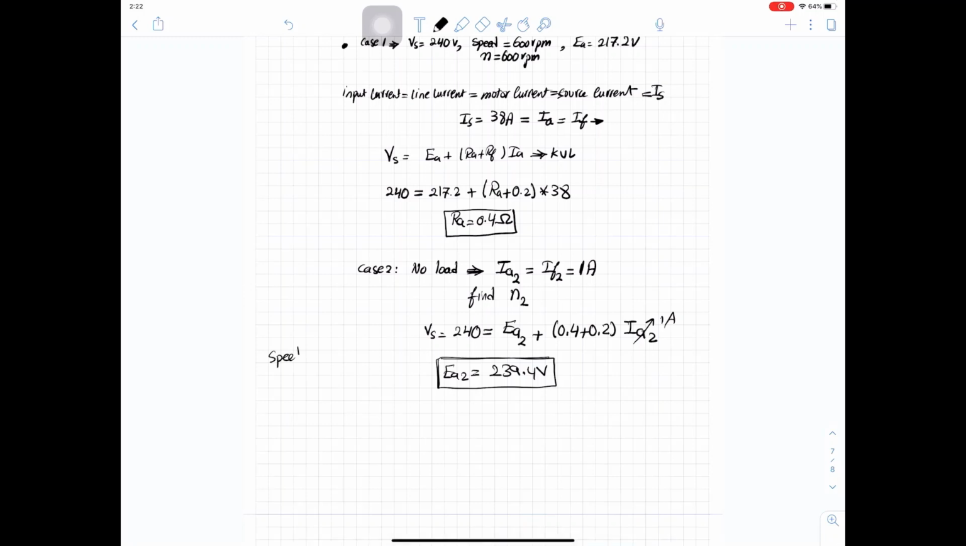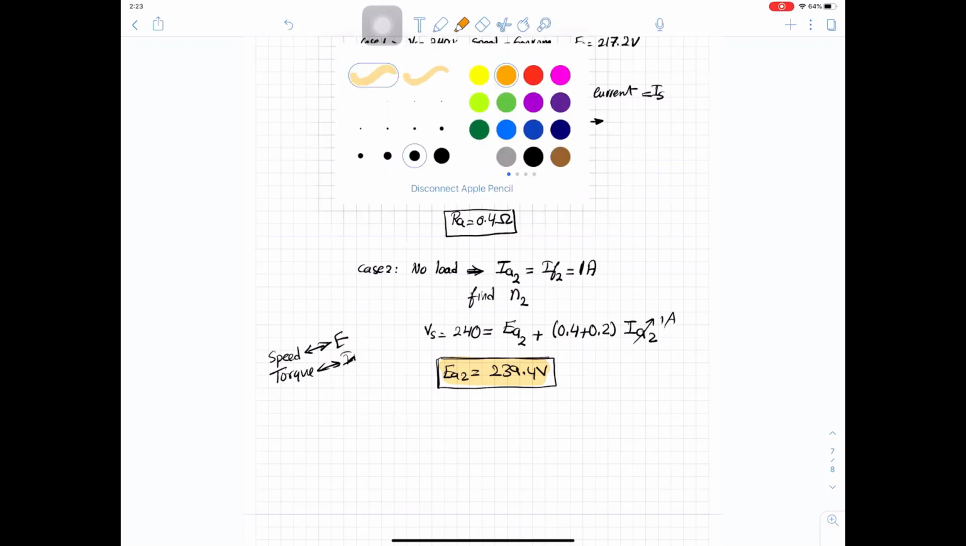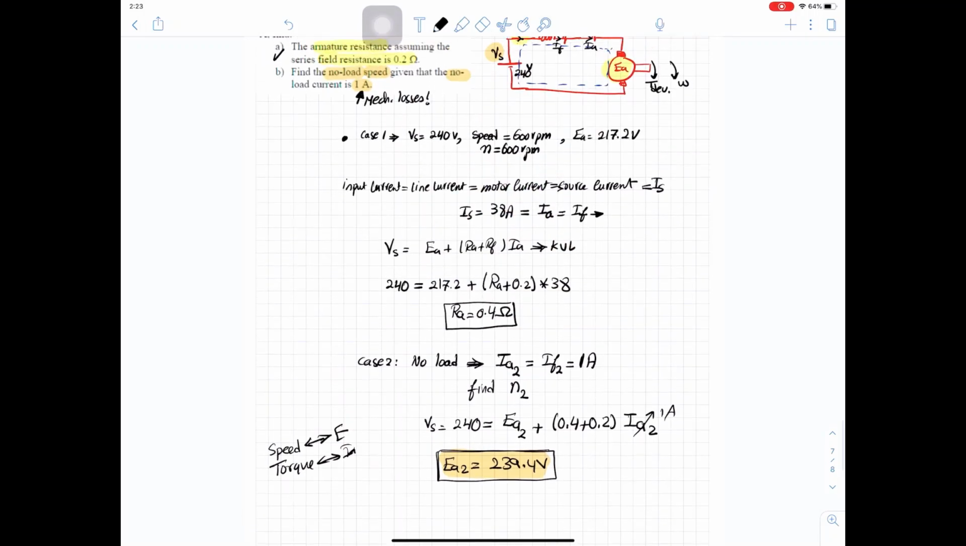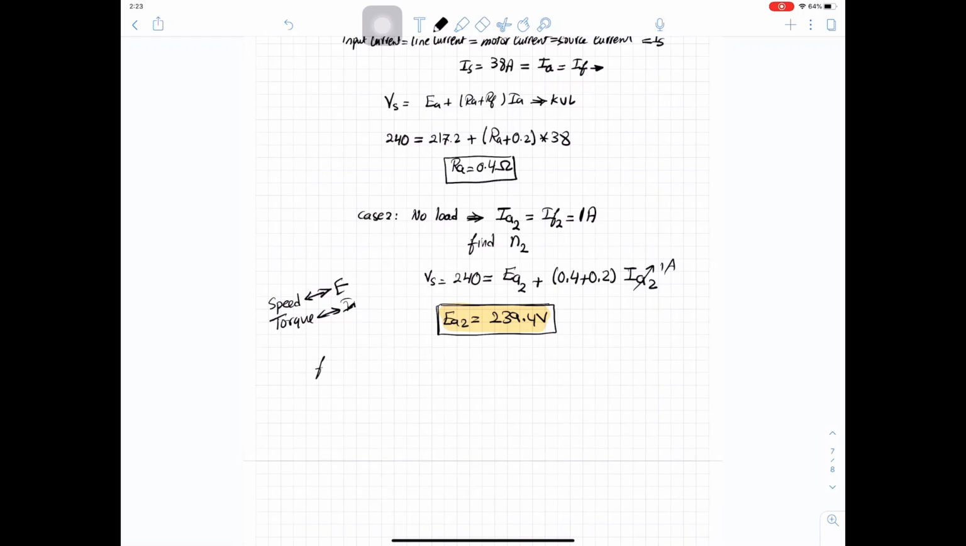So speed and E are coupled. Torque and IA are coupled. So how from EA we can find the speed? If we go back to case 1, we have the following information. EA1 was 217.2, I field 1 was 38 amperes, and the speed N1 was 600 RPM.